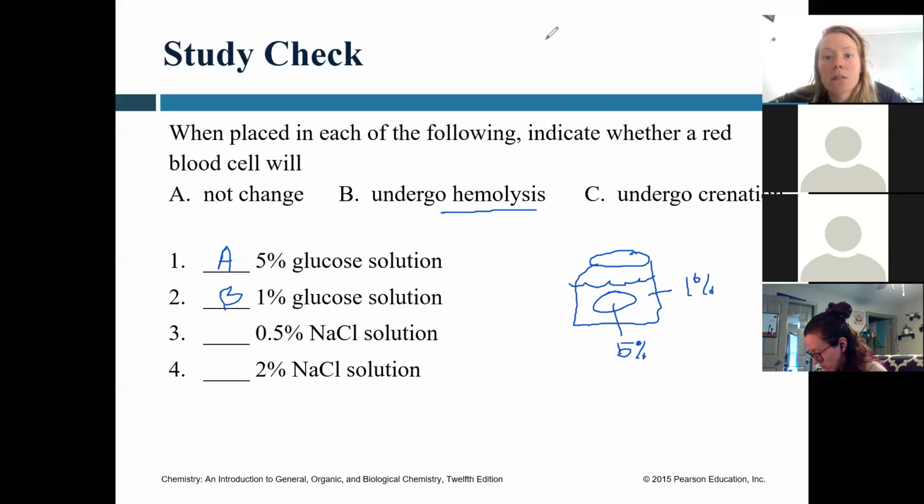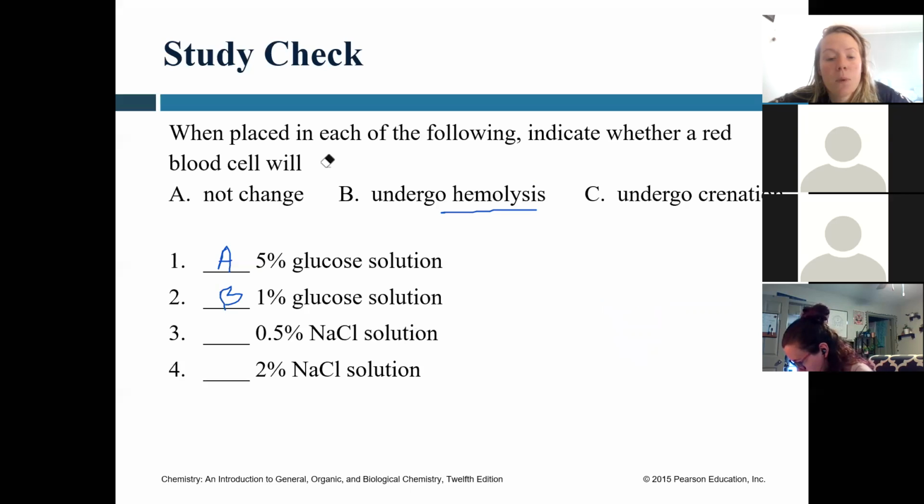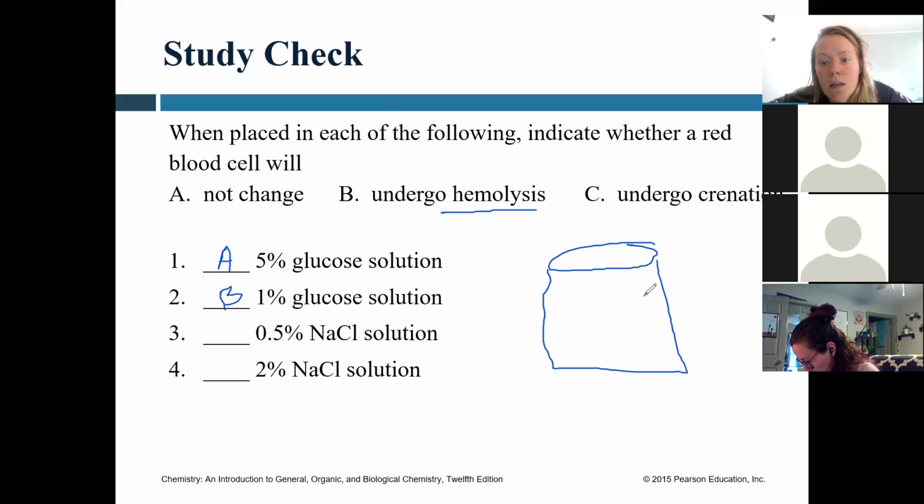What about 0.5% NaCl? Okay, so I've got my beaker again, a little bit bigger, and my blood cell. My blood cell likes to be at 0.9%. The solution is at 0.5%. So in this instance, the solution around it is lower concentrated than the solution in the cell. This is sort of like what happened before. Lower concentration water will flow to higher concentration to try and dilute or balance those out. So we're flowing into the cell. If water is flowing into the cell, that's hemolysis, or expansion, B.